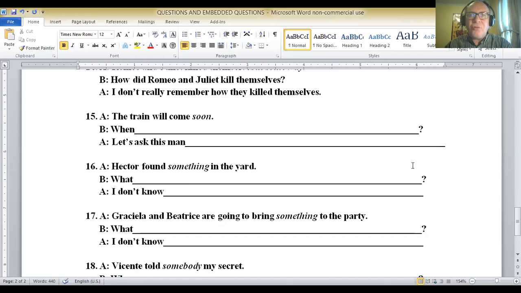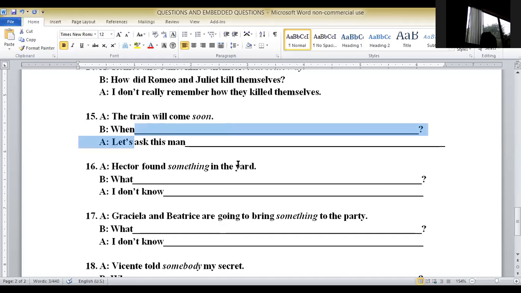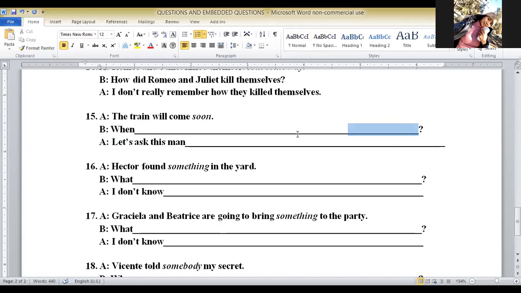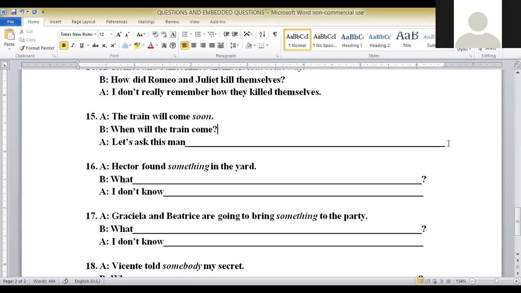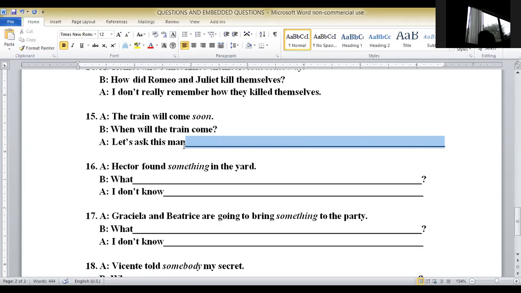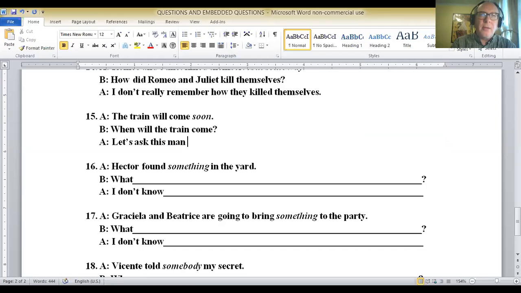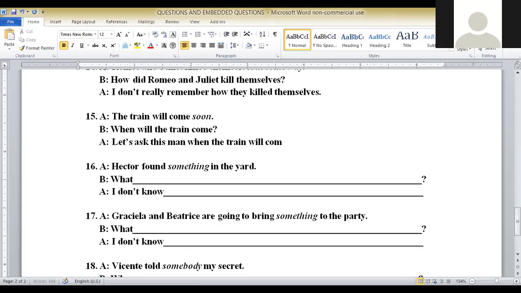The train will come soon. All right. Question. When will the train come? Exactly. When will the train come? And let's ask this man when the train will come.